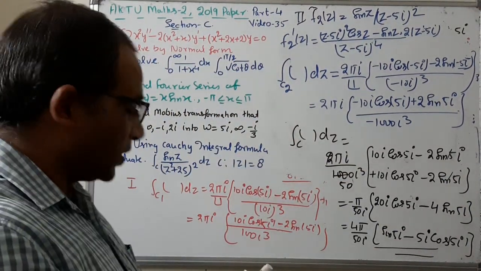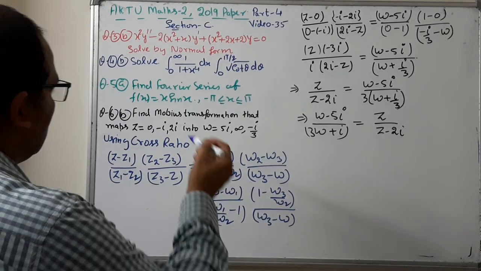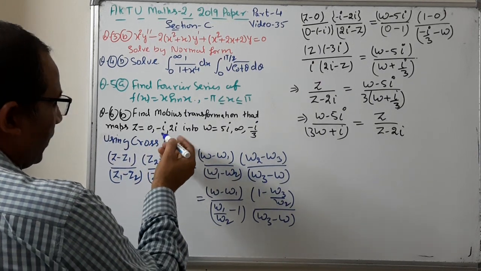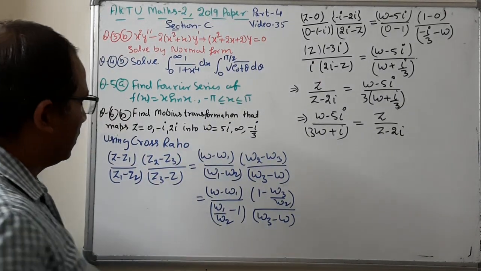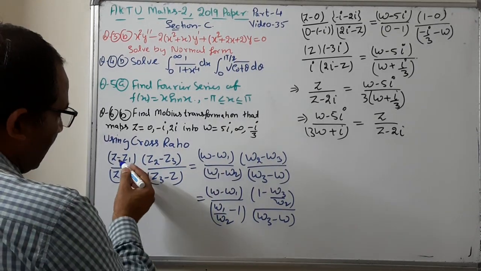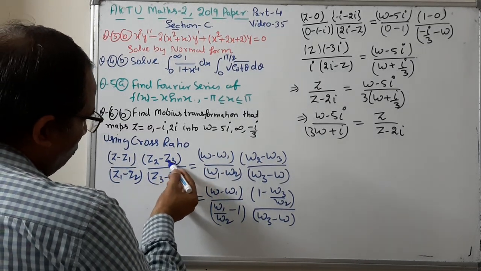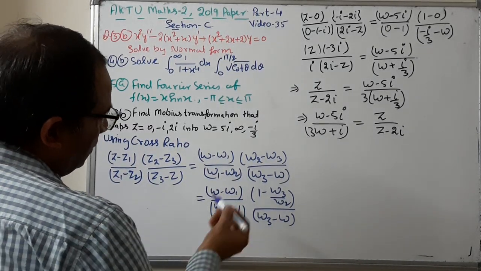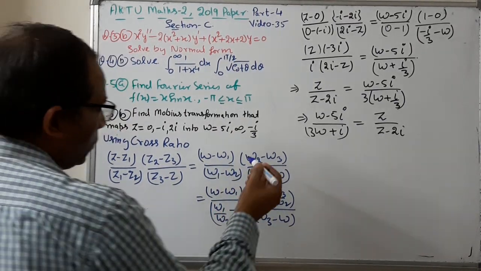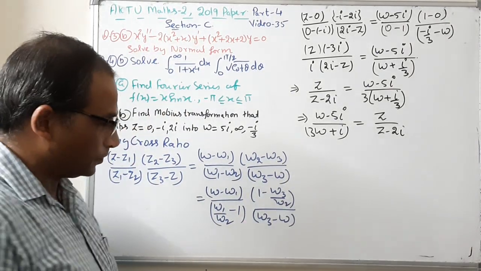Now we will solve question number 6b. For finding the Mobius transformation when 3 points in z and 3 points in w are given, in that case we will use the cross ratio. What is the cross ratio? (z minus z1) upon (z1 minus z2) into (z2 minus z3) upon (z3 minus z) is equal to (w minus w1) upon (w1 minus w2) into (w2 minus w3) upon (w3 minus w).